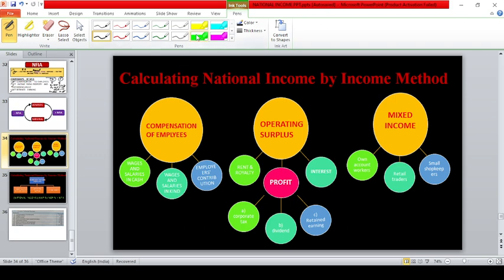COM stands for compensation of employees, operating surplus and mixed income. So when you add all these three, you can say COM, compensation of employees, operating surplus and mixed income. When you add all this, you are going to come across NDP at factor cost, that is nothing but the domestic income.